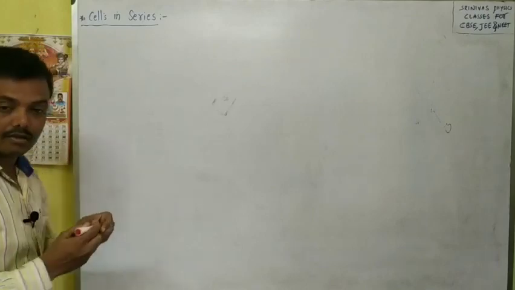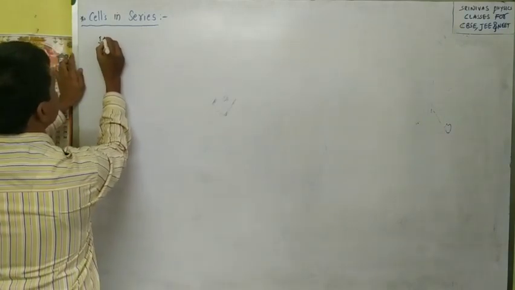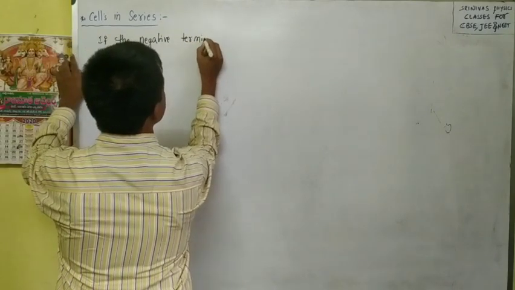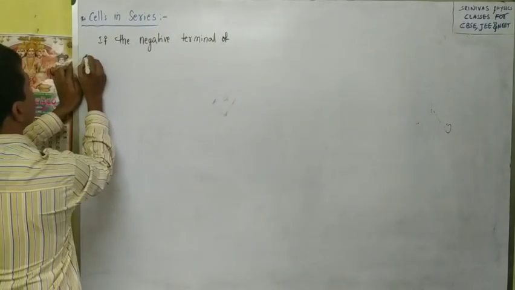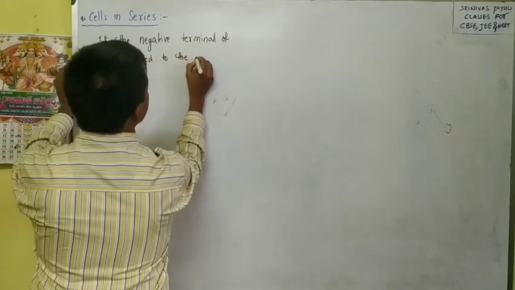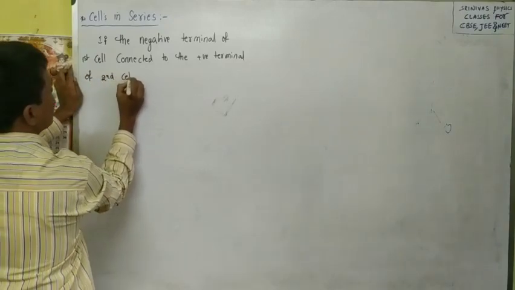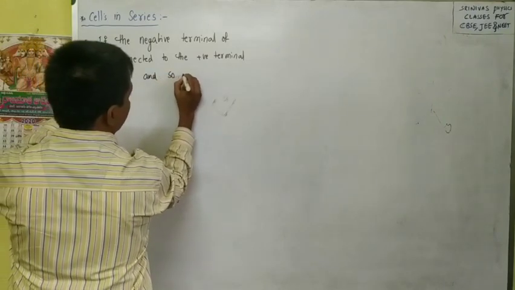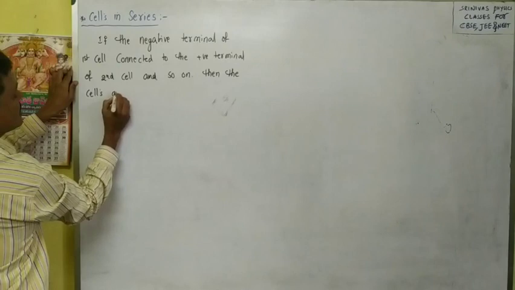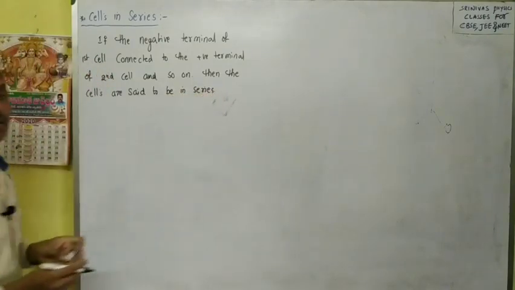When we say that the cells are in series, let us see: if the negative terminal of the first cell is connected to the positive terminal of the second cell and so on, then the cells are said to be in series. Okay, now I will draw the diagram for this.